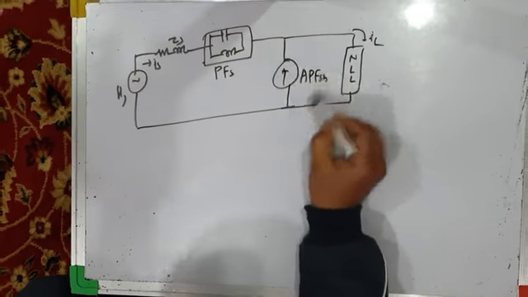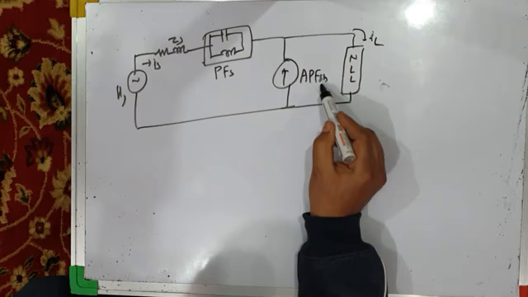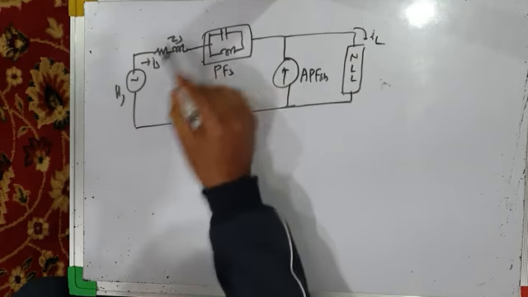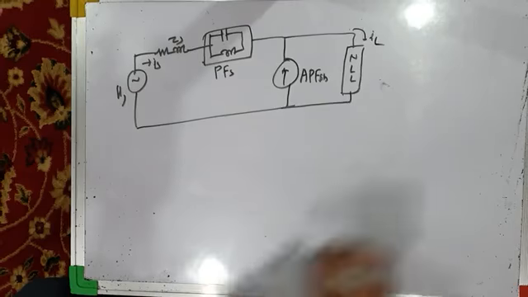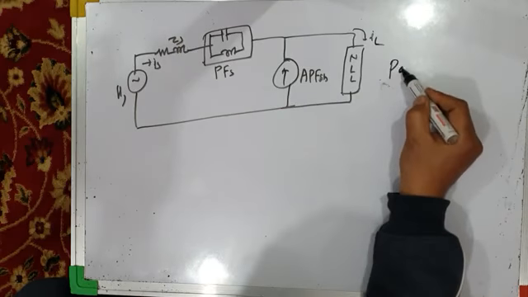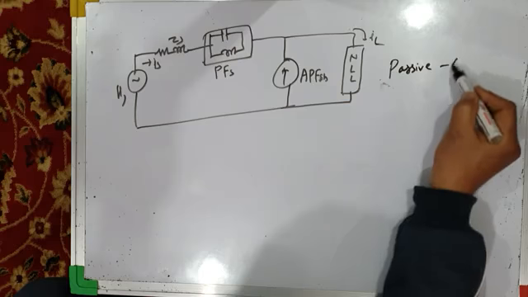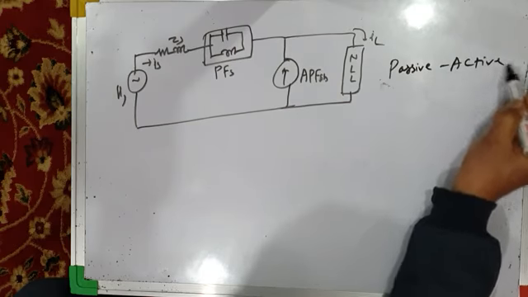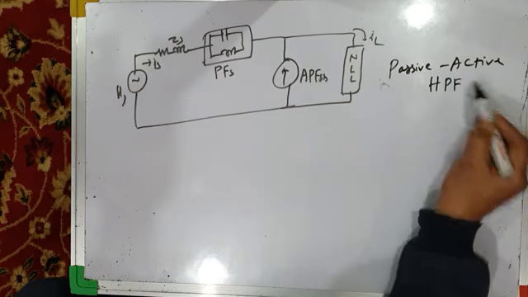So current harmonics will be taken care of by shunt active power filter, and voltage harmonics will be taken care of by series passive filter. This is also an example of passive active HPF, hybrid power filter.